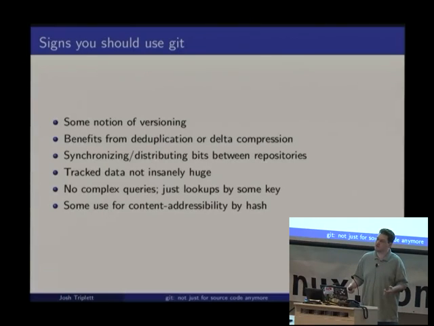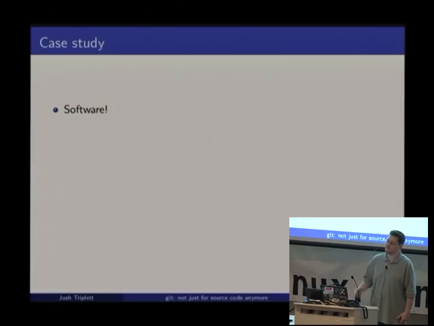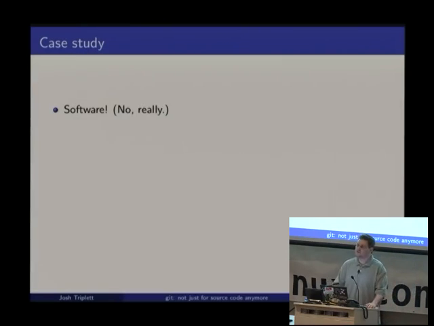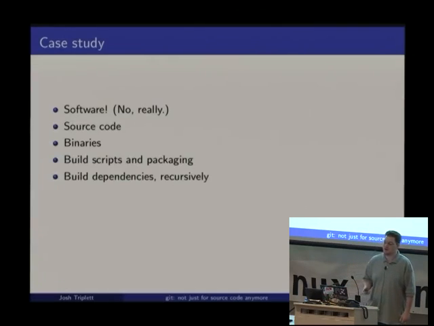So with all that in mind, and all of these examples of ways you can use Git for something other than software, I'd like to present the case study of using Git for software. No, really. But the key detail is I don't just want to use Git for software source code. What I want to use Git for is all the binaries, all the build scripts and packaging, and all of the build dependencies recursively.